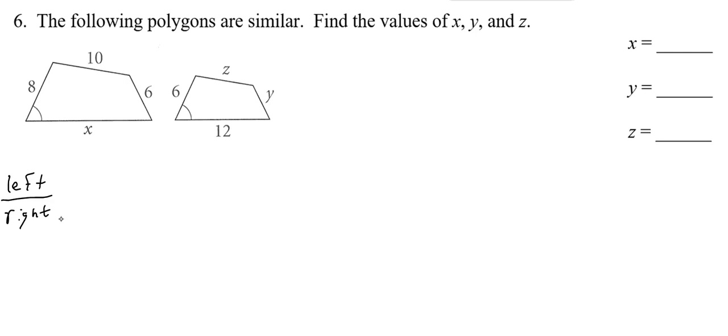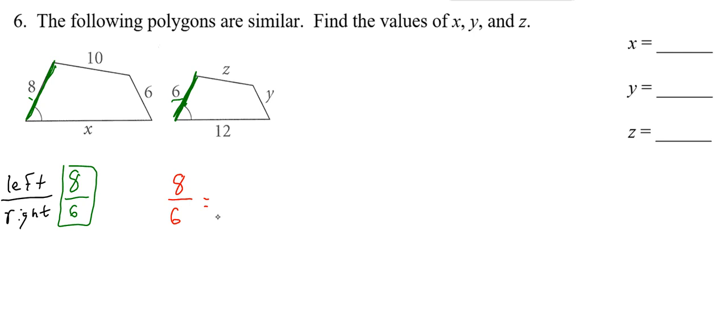Okay. Then what I like to do is find my key. And the key is one side that I know for both the left and right shape. So this corresponding side here corresponds with this. And I know both those measurements as 8 and 6. So my left is 8, and my right is 6. So I'm going to use this to set up for all my other proportions to solve for x and y and z. Okay. So for my first example here, I'm going to use 8 over 6.